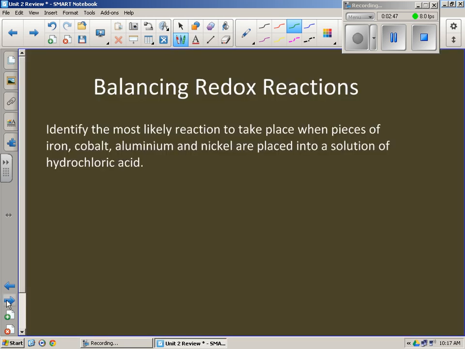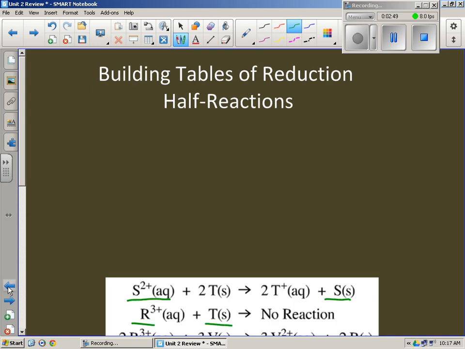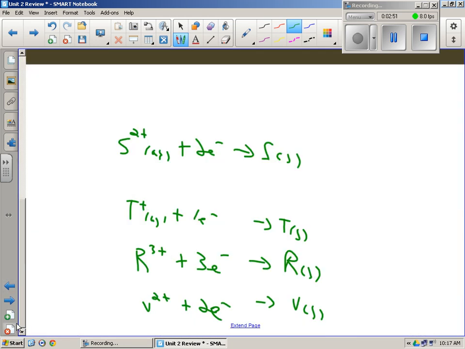So, spontaneous, non-spontaneous. By the way, I guess I should mention here, if the OA is higher than the RA, that is spontaneous, yes? Otherwise, reverse, non-spontaneous. Okay?